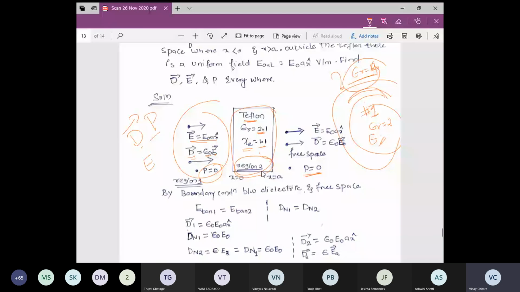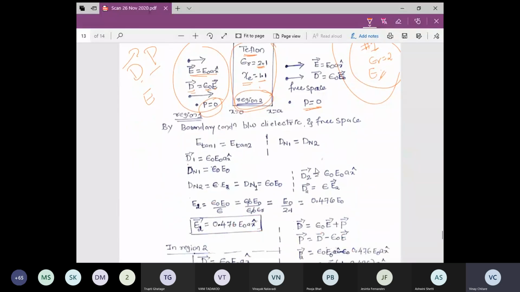The question is to find the electric field, D field and P inside this Teflon. Now I'll use my boundary condition between two dielectric materials, that is free space and dielectric material. I know that the tangential components of electric fields are the same, and the normal components of D fields are the same. That is what I have written here. This is what we have to remember. With that, we are going to find the fields in the other region.